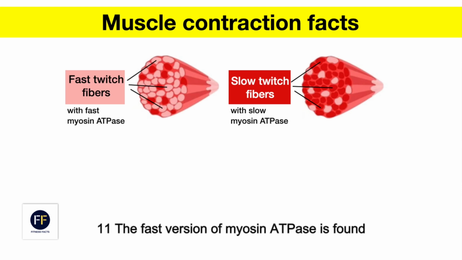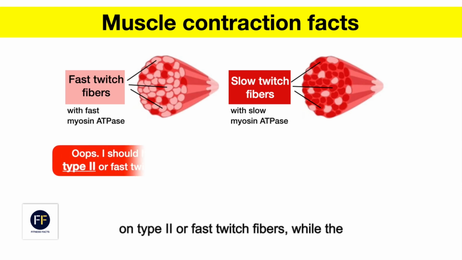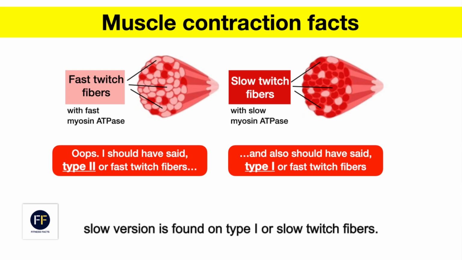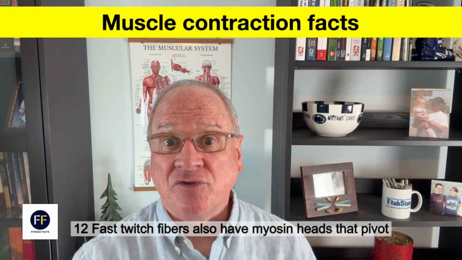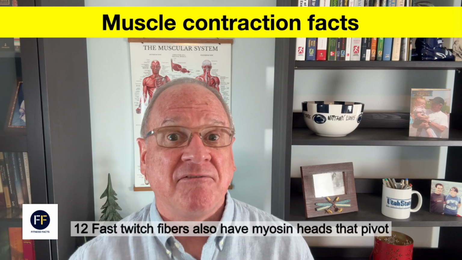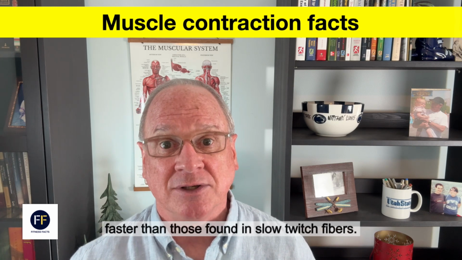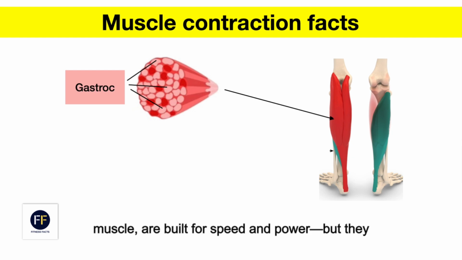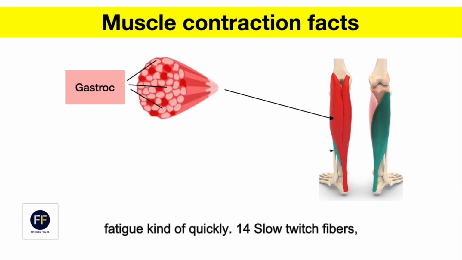11. The fast version of myosin ATPase is found on type 1 or fast twitch fibers, while the slow version is found on type 2 or slow twitch fibers. 12. Fast twitch fibers also have myosin heads that pivot faster than those found in slow twitch fibers. 13. Therefore, fast twitch fibers, like the majority of those found in your gastrocnemius muscle, are built for speed and power, but they fatigue kind of quickly.